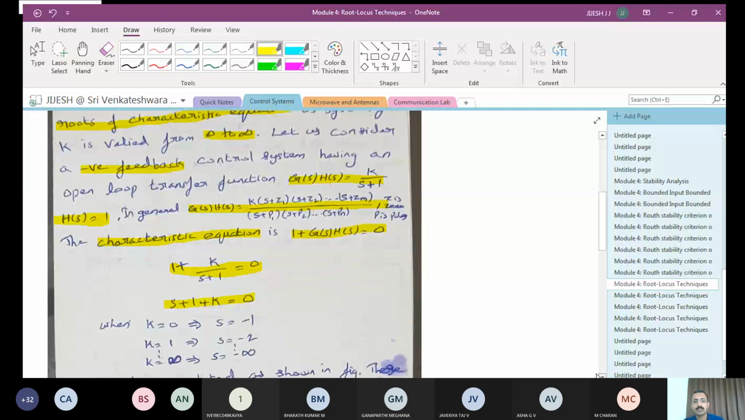I am going to substitute a few values for K. When K is equal to 0, I get s equal to minus 1; K equal to 1, s equal to minus 2; and K equal to infinity, s equal to minus infinity. You have to substitute the values of K as 0, 1 and infinity. So for different values of K, you get the values of s as minus 1, minus 2 and minus infinity.